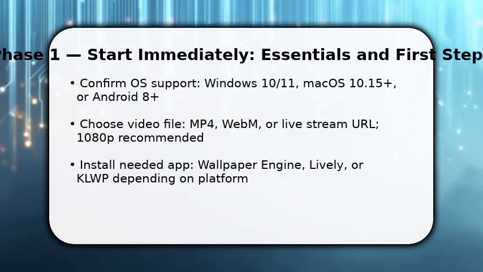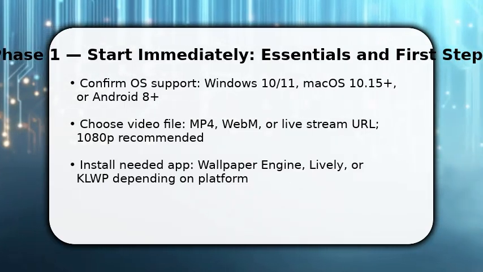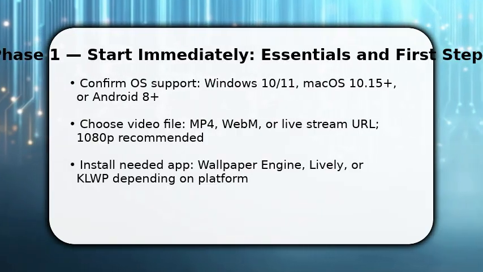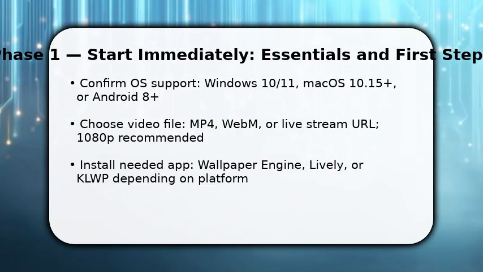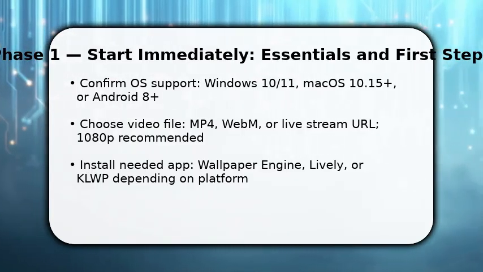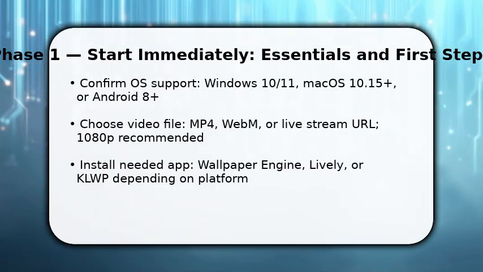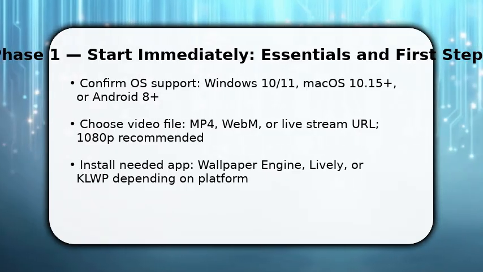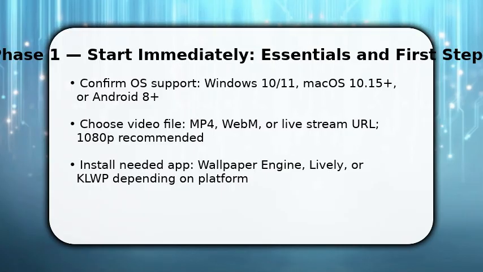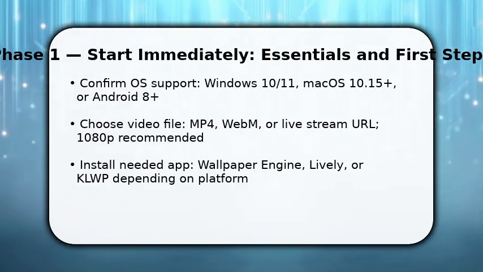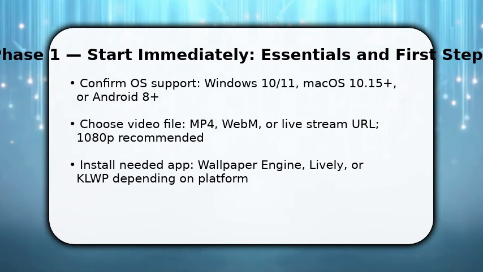Enjoy the video. You start by picking the right source and app. This matters because file type and OS dictate performance. First, make sure the video is MP4 or WebM and 1080p or lower for smooth playback. Next, install the wallpaper app that matches your platform: Wallpaper Engine on Windows, Lively for free Windows use, KLWP for Android. Once done, open the app and grant permissions for file access or overlay. This lets the app read your video and display it as wallpaper.